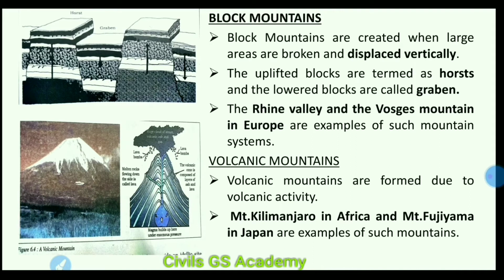Now, block mountains. Block mountains are created when a large area is broken and displaced vertically. The uplifted blocks are termed as horsts, and the lowered blocks are called graben. So uplifted blocks are termed as horsts and lowered blocks are called graben.